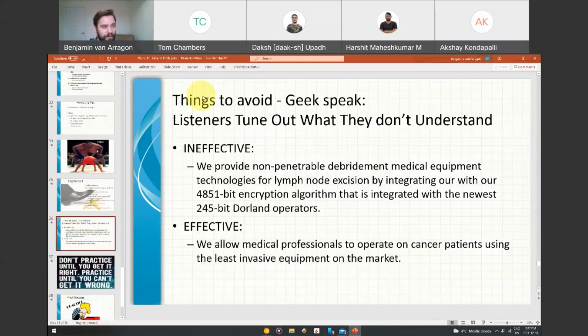This is what I was going to talk about earlier, avoiding geek speak. What that means is you don't want to say, for example, we provide non-penetrable debridement medical equipment technology node excision by integrating our new 4851-bit encryption algorithm that is a 245-bit Dorland operator. That means nothing to most people. What you would want to say is we allow medical professionals to operate on cancer patients using the least invasive equipment on the market. Right? That sounds way more understandable, and you can kind of get behind that. I can say that's a good thing, right?